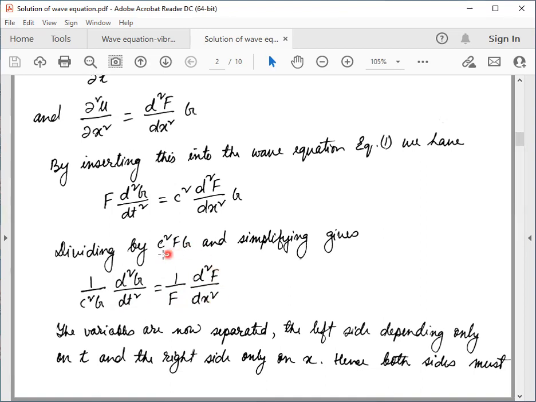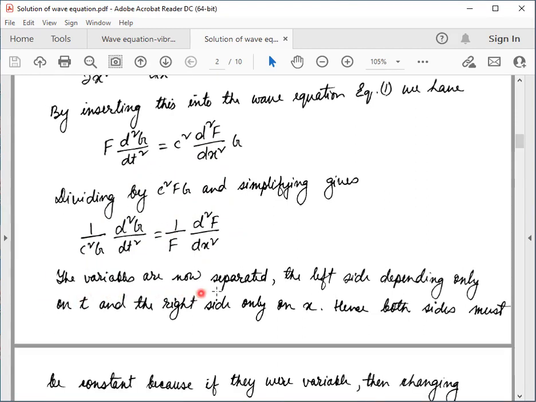Okay, what is our purpose of dividing by c square fg? Why are we dividing by c square fg? Because we want to separate functions of x and functions of time. So when we divide by c square fg, on the left hand side we get functions of only time, and on the right hand side we get functions of only x. Here c is a constant. So the variables are now separated.